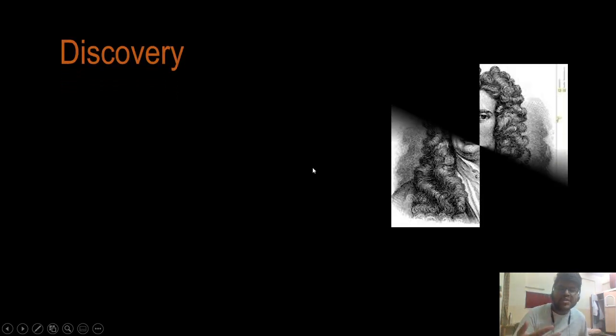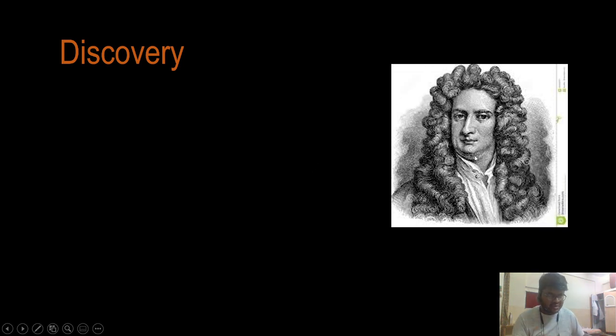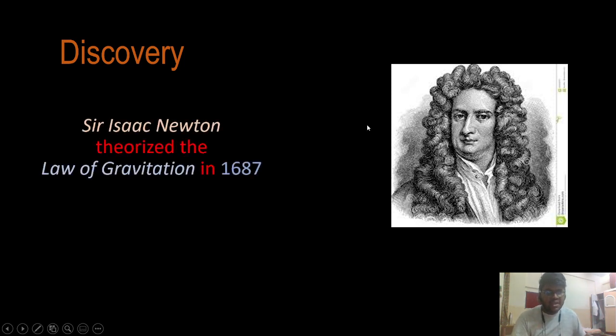So the next question that comes to our mind is how was the gravity force discovered, right? This force was discovered by the famous physicist, as we all know from the picture. I hope you can all identify and give the name correctly. He is Sir Isaac Newton. It was by him in 1687 that the law of gravitation was discovered.